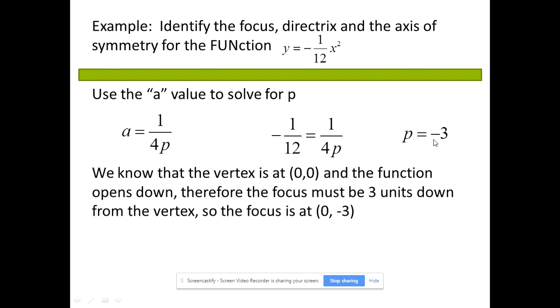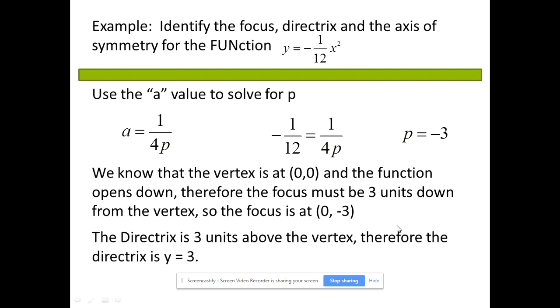Now that I know that p is negative 3, I know the vertex is at 0, 0 because of the original function. And if it's at 0, 0 and it opens down, the focus has to be 3 units down from the vertex. So I know the focus has to be at 0, negative 3. The directrix has to be 3 units above the vertex. Therefore, the directrix is at y equals positive 3. And the axis of symmetry is at x equals 0.